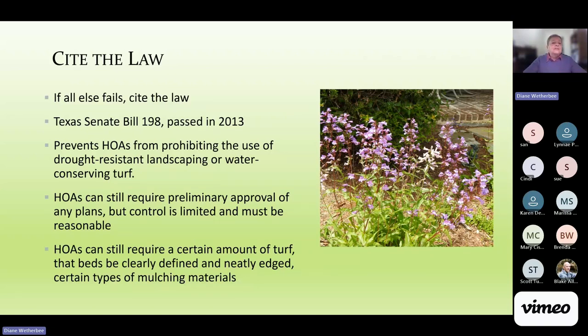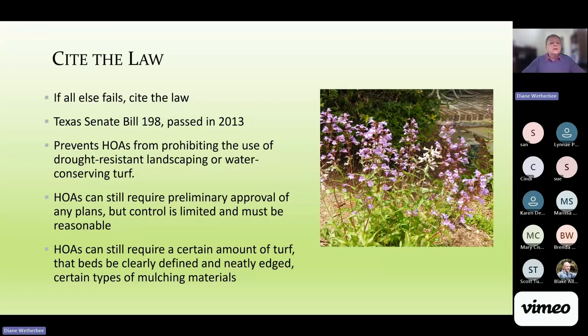But Senate Bill 198, passed in 2013, prevents HOAs from prohibiting the use of drought-resistant landscaping or water-conserving turf. And that water-conserving turf is kind of important too, because that says you should be able to plant buffalo grass, which doesn't require any water in the summer. But of course, that only grows if you have a really sunny yard as well. So keep that law in mind.